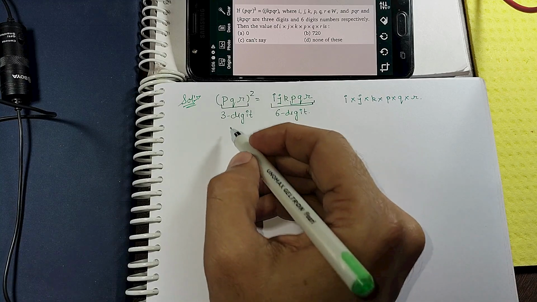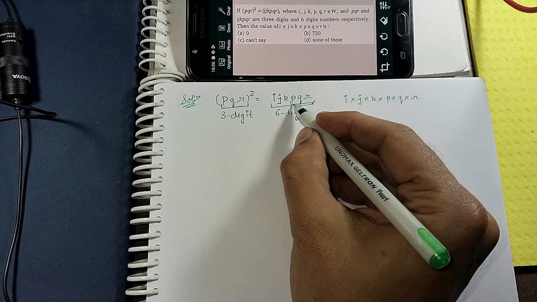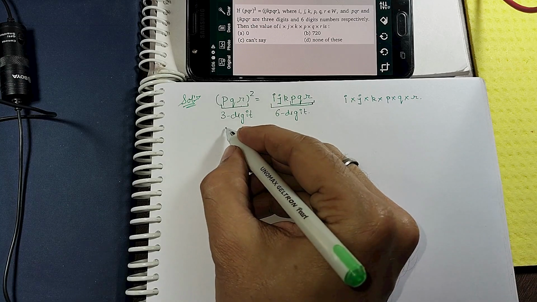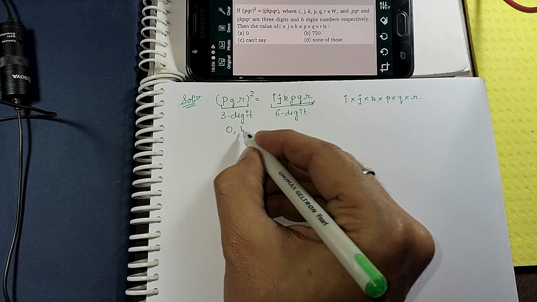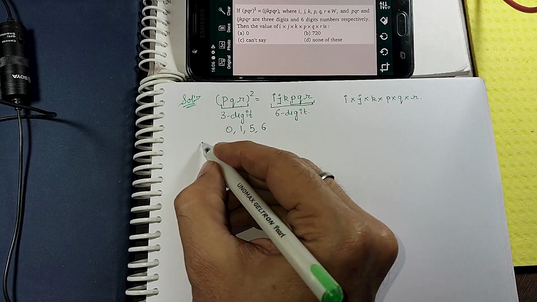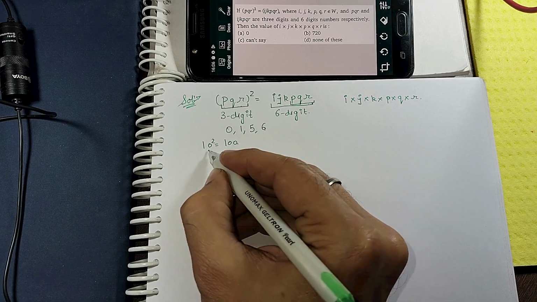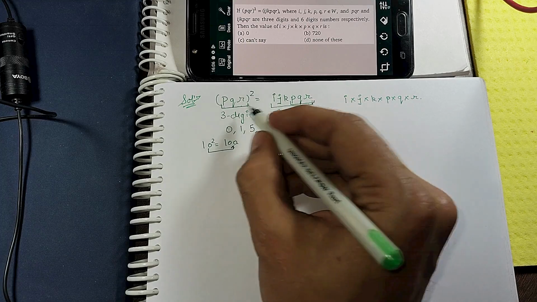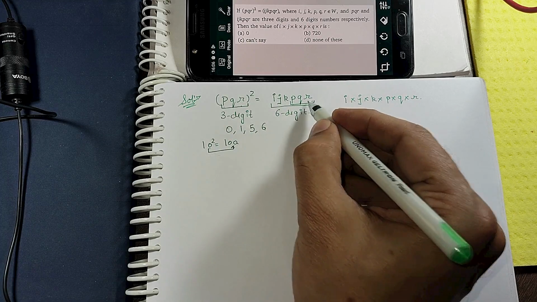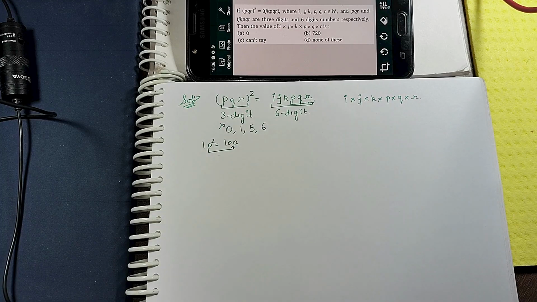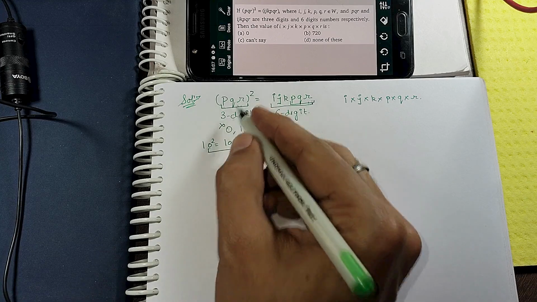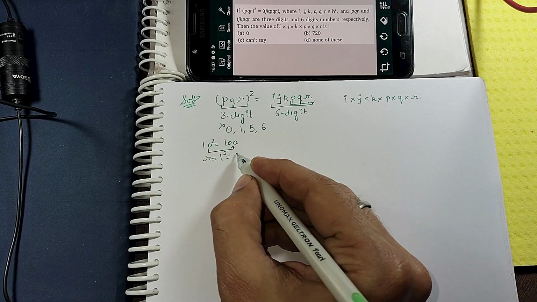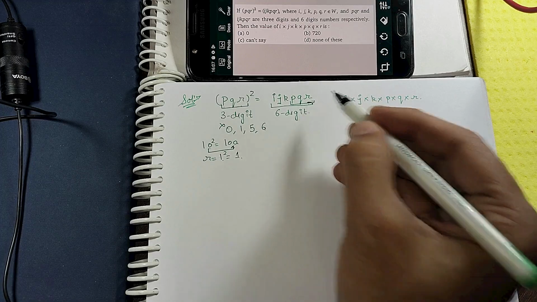Now for the square of any 3-digit number in which the 3-digit number is repeated in the square, the only options for the last digit, whose squares repeat their digits, are 0, 1, 5 and 6. Now let us suppose 10 square, so this is 100. Since the square of a single 0 will yield 2 zeros, if r is 0, then it will yield 2 zeros, so 0 is not the option. Now for 1, if I suppose the value of r equal to 1, then after squaring, 1 square is equal to 1. So here r will also have this value.